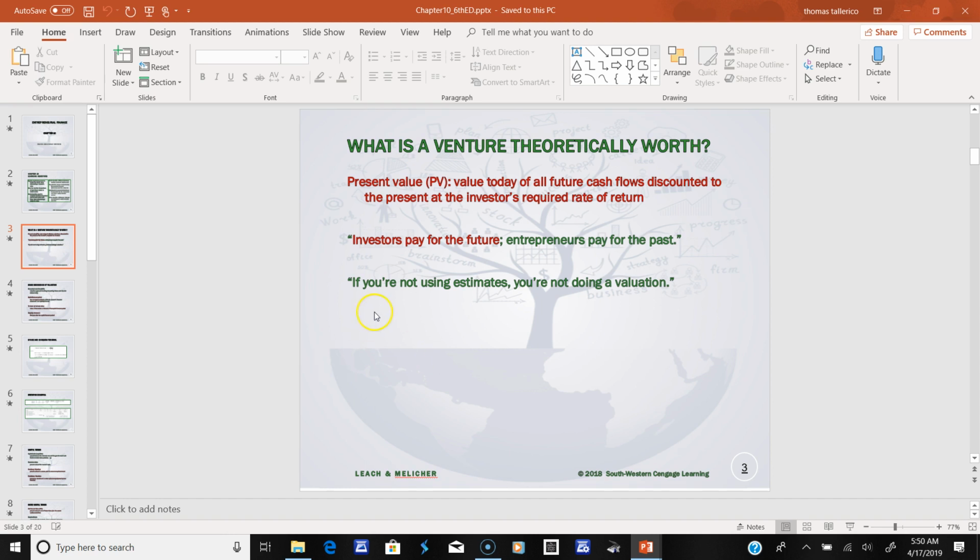All right, so some of these terms should not be new to you. Present value, from 330, is the value today of all future cash flows discounted to the present at the investor's required rate of return. And this is an important statement, right? Investors pay for the future, entrepreneurs pay for the past, right? So, true or false, this is a great true or false question, right?